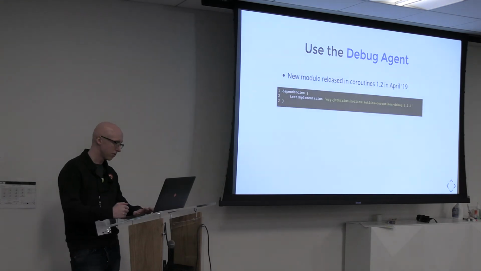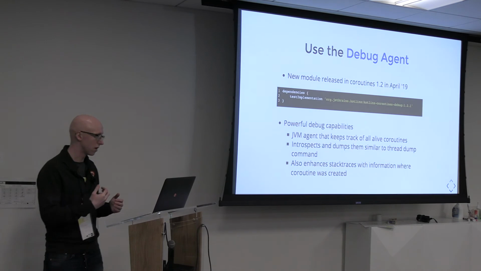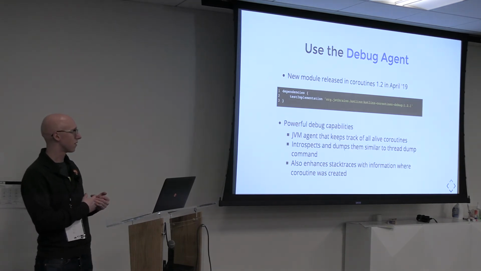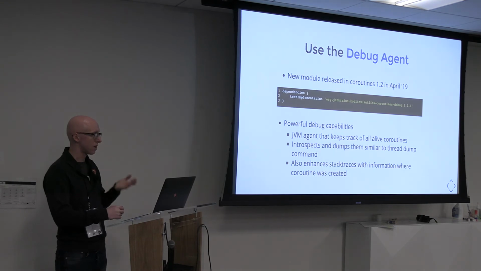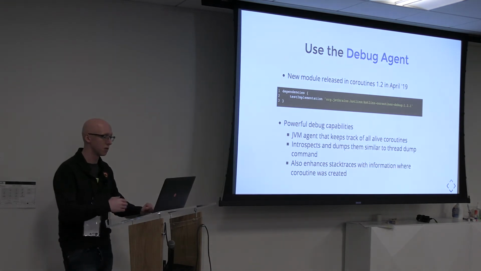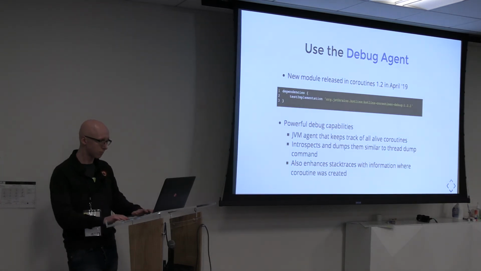Next is the debug agent. It was just released last April, and it's a really powerful debug capability. It's a JVM agent that keeps track of all your live coroutines, and it introspects and dumps them, similar to a thread dump command. And it'll also give you much better stack traces as well.